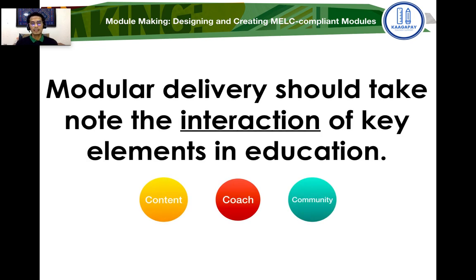Kailangan din nating malaman or alalahanin yung interaction ng three important concepts sa loob ng modular delivery. So meron kang tatlong important concepts na kailangan to consider when you develop your modules. Number one, yung content mo. Two, yung coach, which is the teacher. We will explain that later on why a coach, because there's a shift in the role. And of course yung community, basically your community is the group of learners that's interacting with each other.